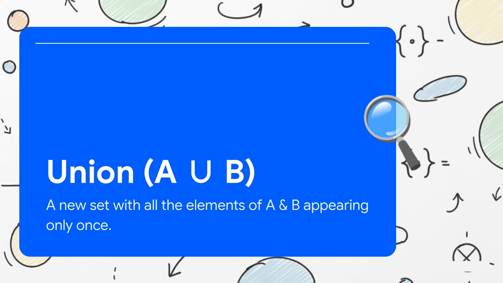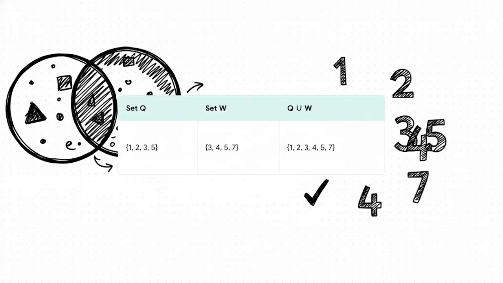The one big rule here is no repeats. If an element is in both sets, it only appears once in the final union. And this example shows it perfectly. Set Q has 1, 2, 3, and 5. Set W has 3, 4, 5, and 7. When you make their union, you just combine them all. But look closely. See how 3 and 5 were in both of the original sets? They only show up one time in the final result. No duplicates. That's the key.